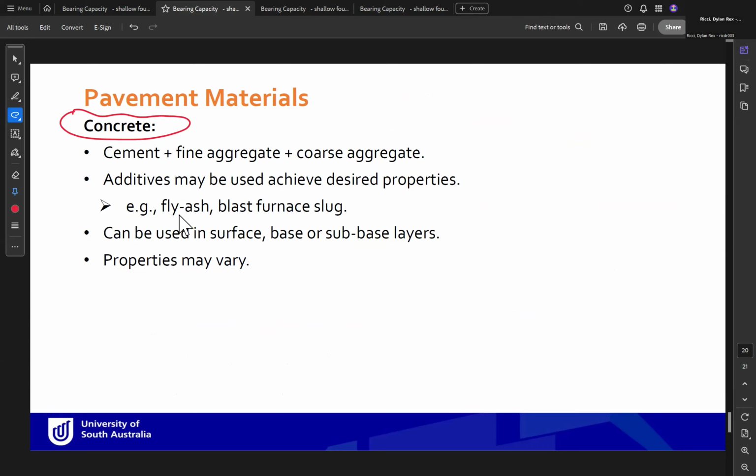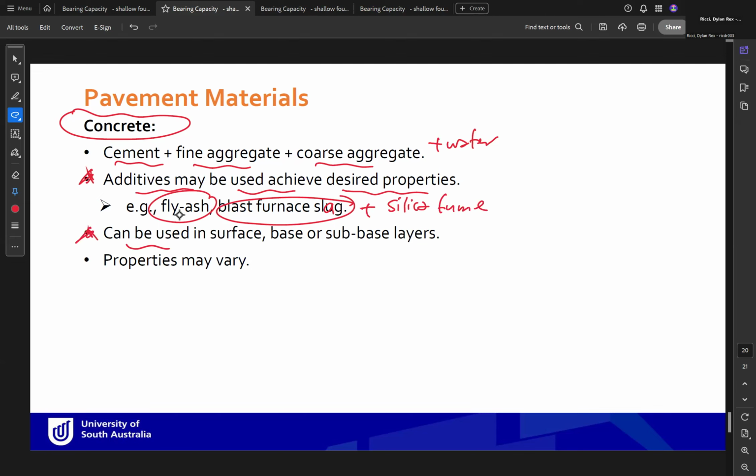Finally, the concrete. In concrete, we have cement, fine aggregate, and coarse aggregate. These are the main components, plus water for sure. Some additives can be added to achieve some desired properties, for example fly ash, slag, and silica fume. The concrete can be used in surface, base, or sub-base layers. So the concrete can be used in any of the layers.